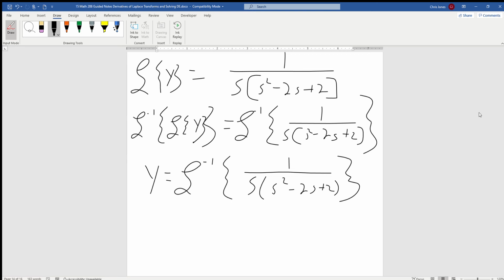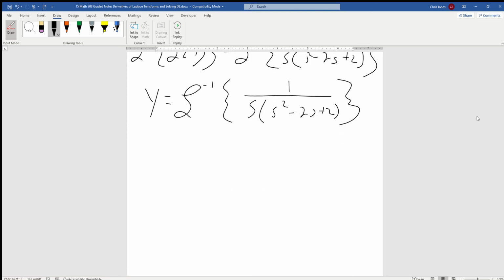Right. And at this point now we can go ahead and try to do our decomposition. All right. So notice that we have one linear term in the denominator, and then we also have one quadratic term. So we're going to have two different sort of factors, fractions that we're going to look at. So let's just go ahead and do the decomposition.